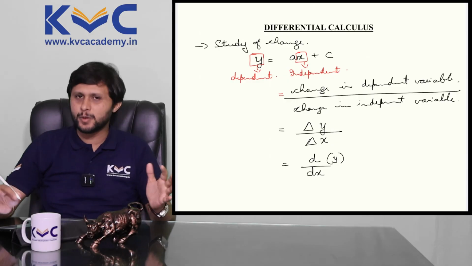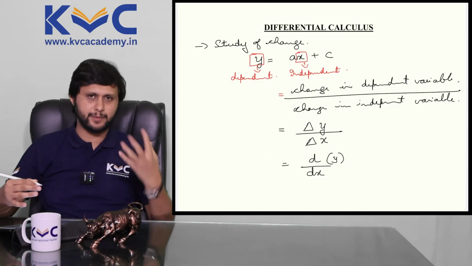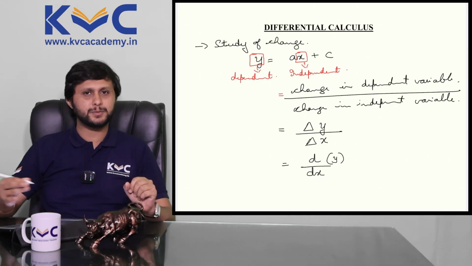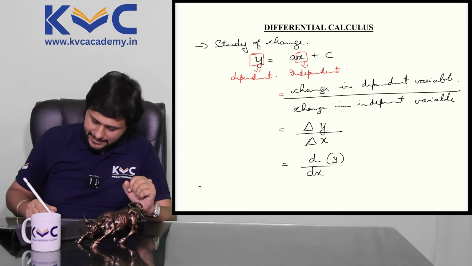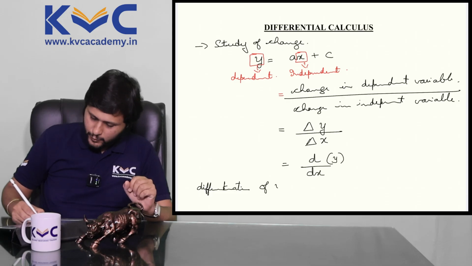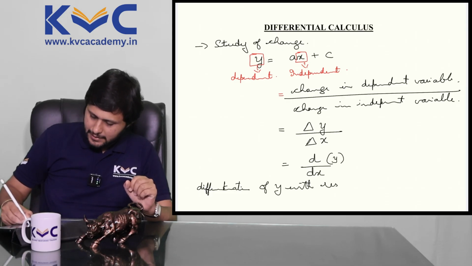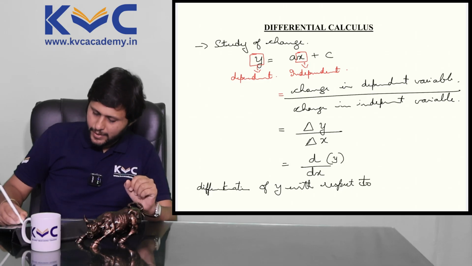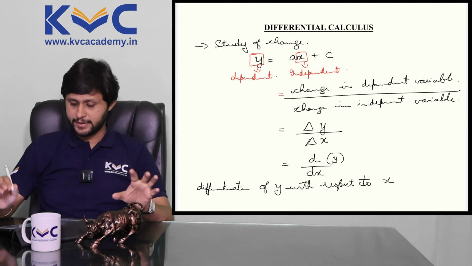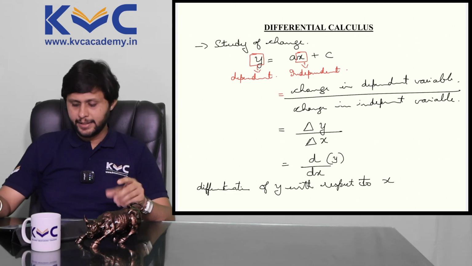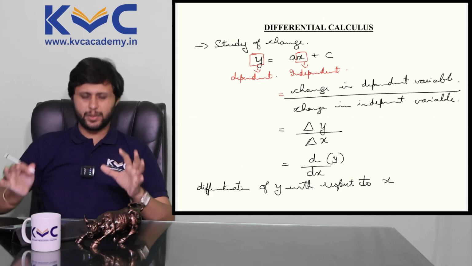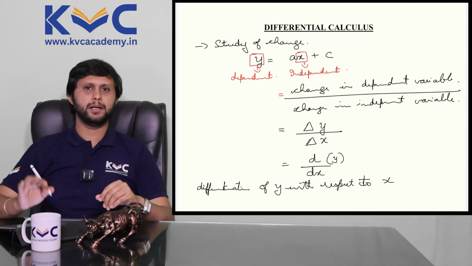If you studied differentiation before, you would have known by now that we say differentiation is dy by dx. What it means is differentiation of y with respect to x. I'll write that as well. Differentiation of y with respect to x. Let me just repeat it. What is differentiation? Change in dependent divided by change in independent, dy by dx. That's it. Now let's see what are different things that we have in this particular topic.